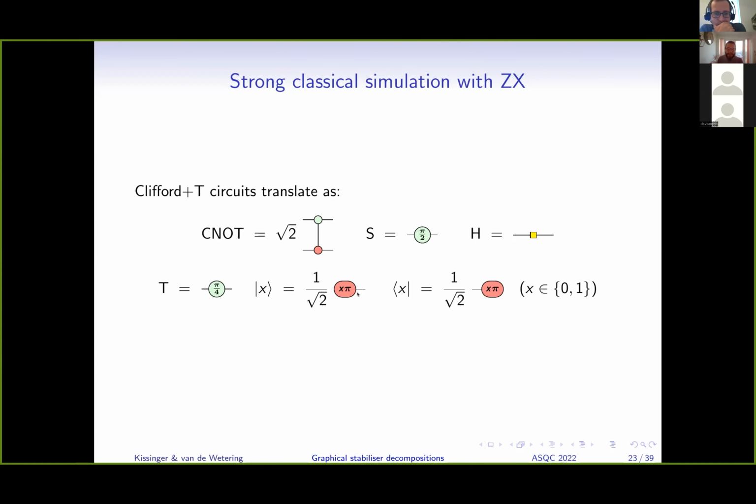This is what a basis state looks like. So if it's a 0, then I have a dot with no pi on it. And if it's a 1, it's a dot with a pi on it. And similarly, this is what a bra looks like.